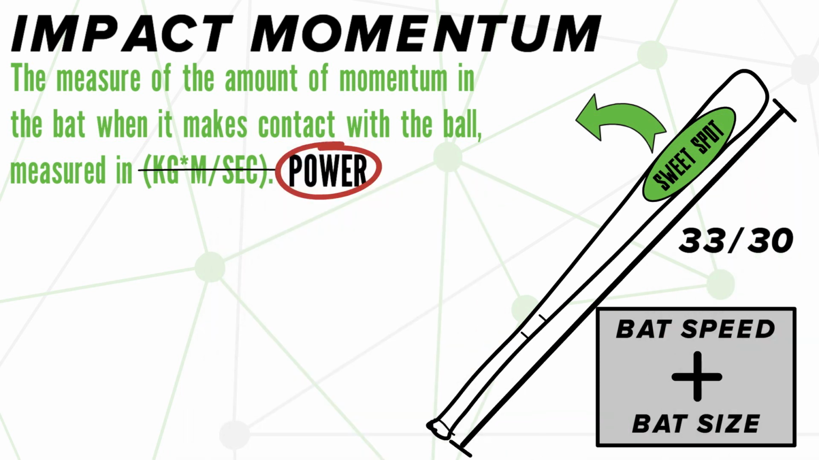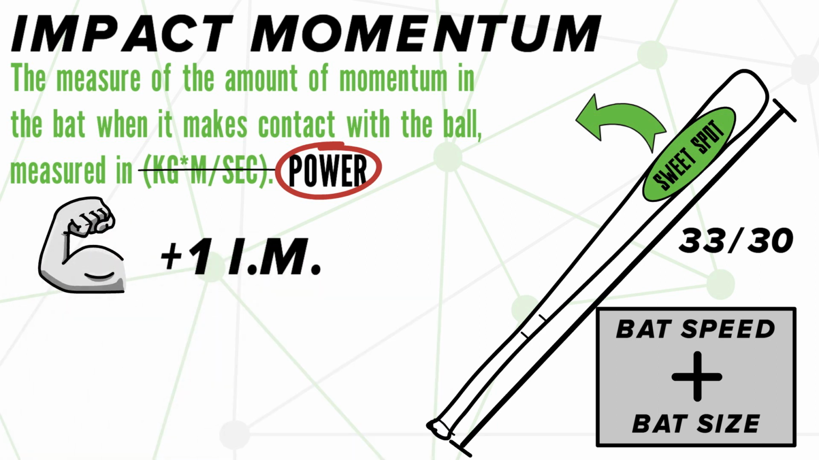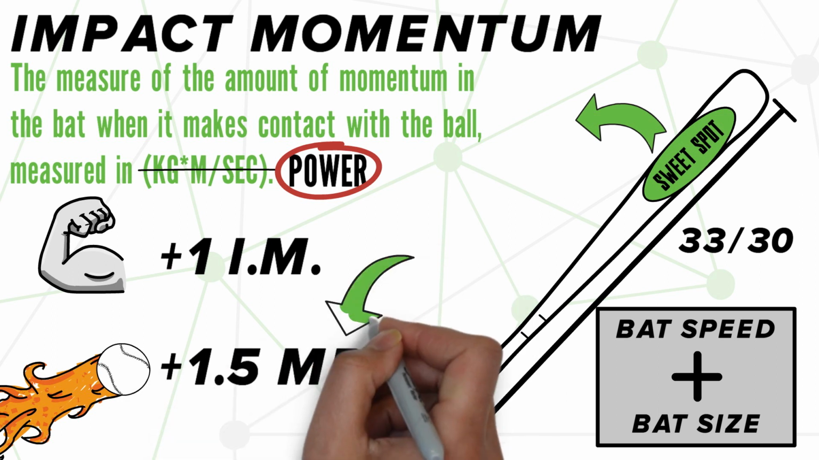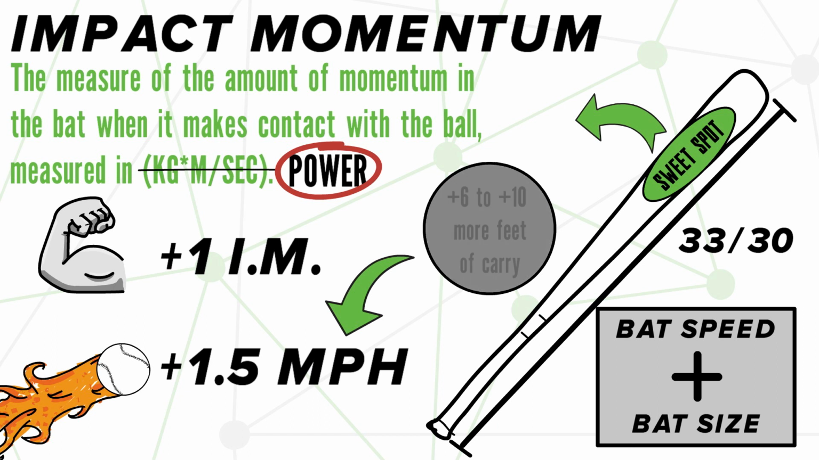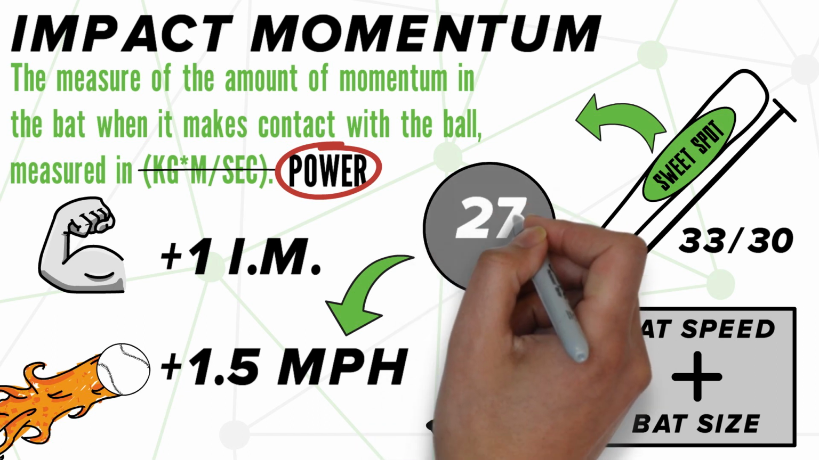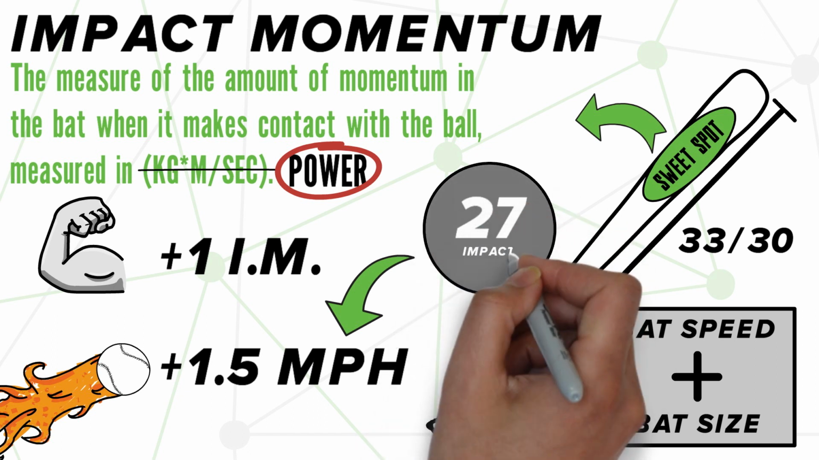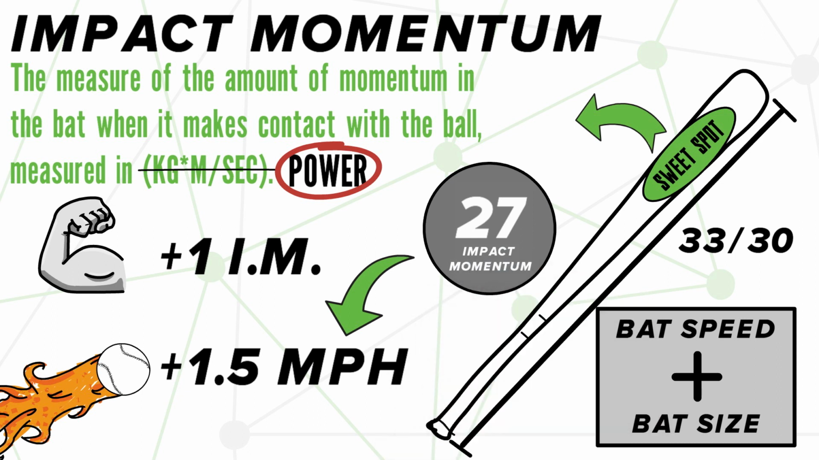So how does this affect our results metric of exit velocity? Well, increasing your impact momentum score by 1 will increase your exit velocity by about 1.5 miles per hour. That translates to almost 6 to 10 more feet of carry on the ball. The number you should be striving for here is 27, and remember that can be affected by trying out different bat sizes as well.